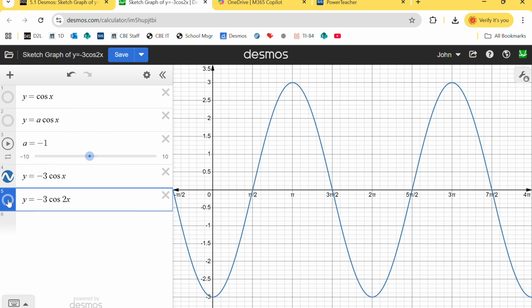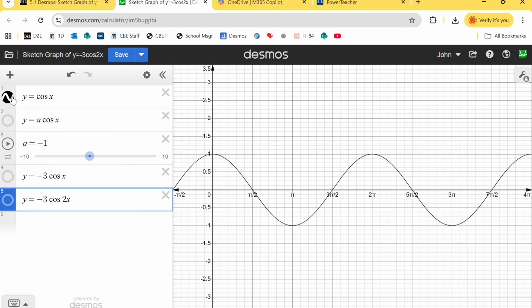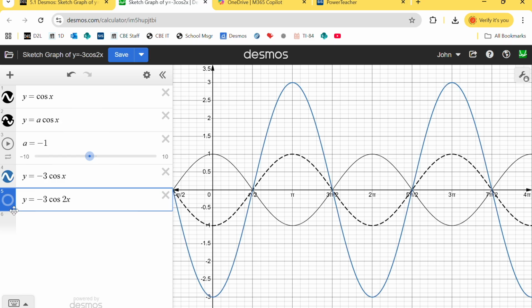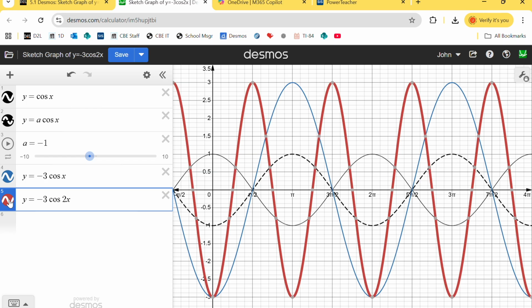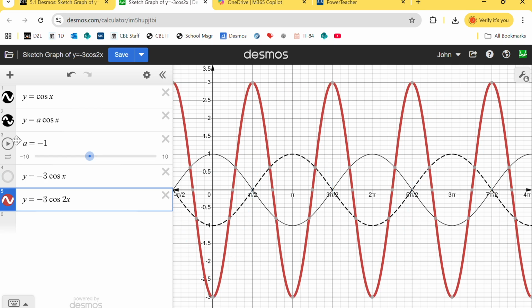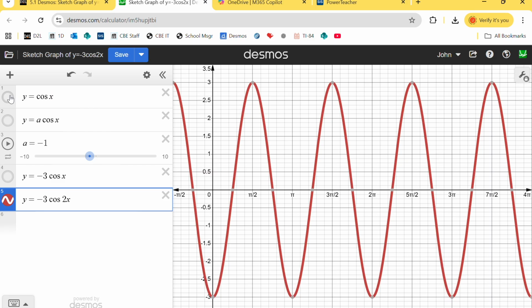So let's go back, and I'm going to turn that on. So we start with y equals cosine of x. Then we reflected it in the x-axis. There it is. And then we stretched it vertically about the x-axis by a factor of 3. There it is. And then we stretched it horizontally by a factor of 1/2. That's a b value of 2, which is a factor of 1/2 about the y-axis. So like a compressing spring, the final form in red. Okay. And then let me just turn off the other ones, and that's the final transformation.